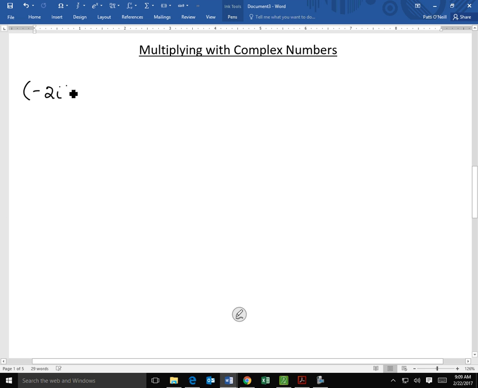The first type that you might see would be something like the following. Negative 2i times 4i times negative, let's do 11i. So these are three imaginary numbers that we have to multiply together. And we're going to treat the i almost like a variable. It's not a variable, but we're going to treat it the same way when we do our multiplication.